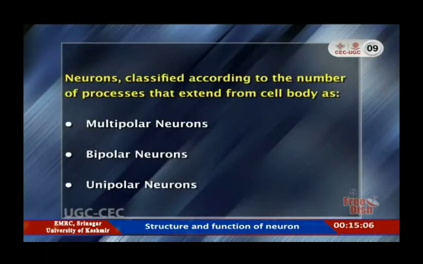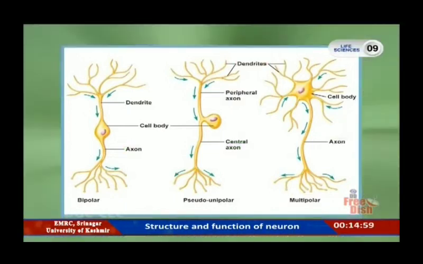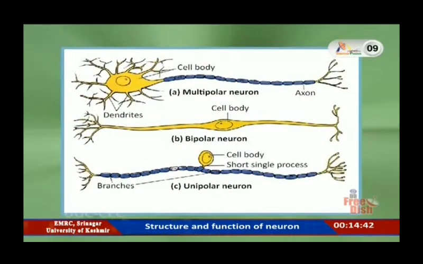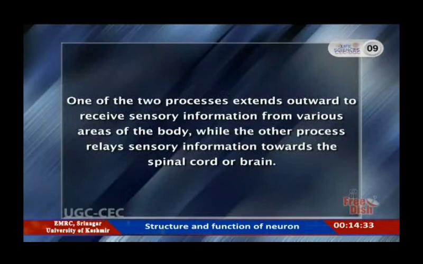Neurons can be classified according to the number of processes that extend from the cell body as multipolar neurons, bipolar neurons, and unipolar neurons. Multipolar neurons are the most common type. They have several dendrites and one axon extending from the cell body. Bipolar neurons have two processes extending from the cell body, an axon and a single dendrite. This type of neuron can be found in the retina. Unipolar neurons are generally sensory, that is afferent neurons, that have a single process, which then divides into two. One of the two processes extends outward to receive sensory information from various areas of the body, while the other process relays sensory information towards the spinal cord or brain.